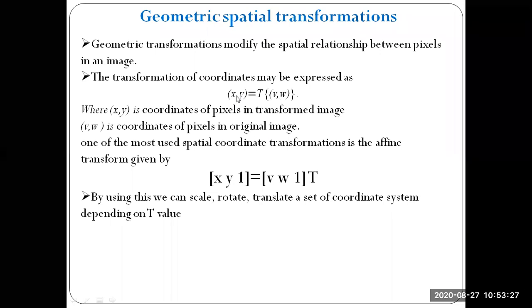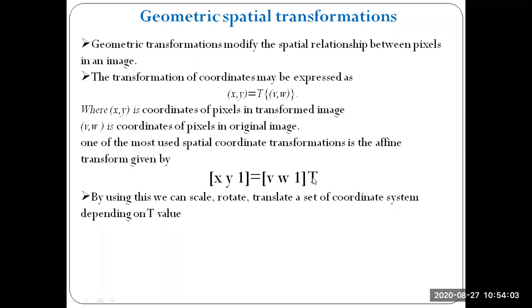Let us consider, I will show. Suppose I am using x y 1 and here v w 1 and transform. By using this, we can scale, rotate, translate a set of coordinate system depending upon your T value. If T values change, it changes direction horizontally, changes direction vertically, scales down or enlarges the pixel. That is the operation T. So T indicates the operation: scale down, rotate, translate.